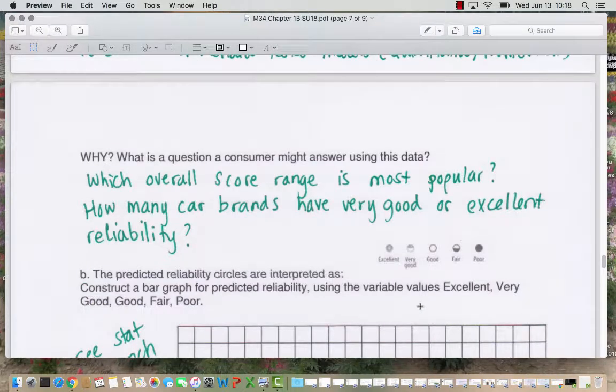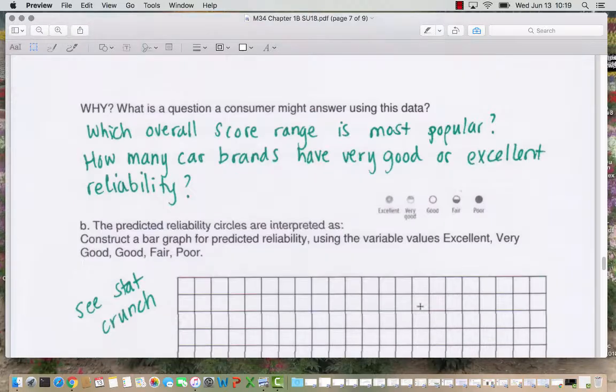So what are some questions a consumer might answer using this data? You might want to know which overall score range is most popular. You might want to know how many car brands have very good or excellent reliability. So Consumer Reports interprets these predicted reliability circles as, we could say, excellent, and then the top half shade, very good, the middle is good, the bottom half shade is fair, and then the solid dot is poor.